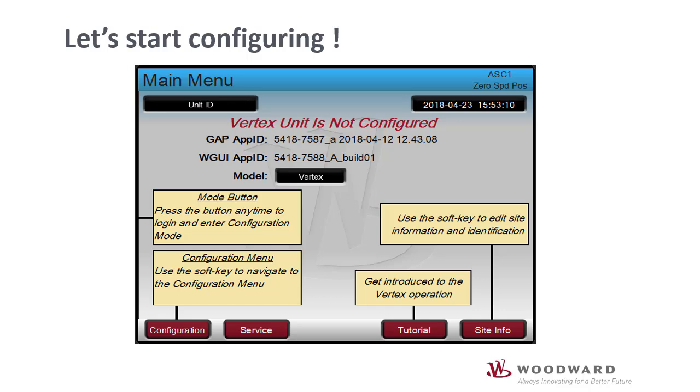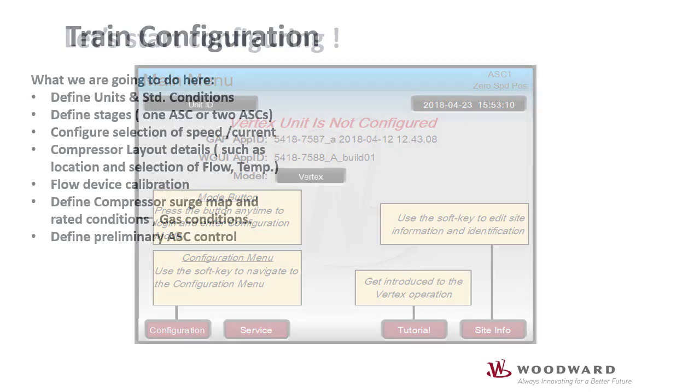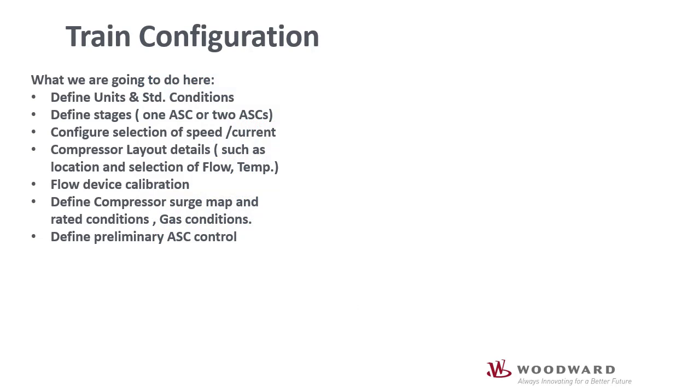When Vertex is powered without any previous configuration, we get this screen. As you can see here, the Vertex unit is not configured. To configure the Vertex unit, bring Vertex into configuration mode and IO lock active. Once we are in IO lock, then access the configuration page.